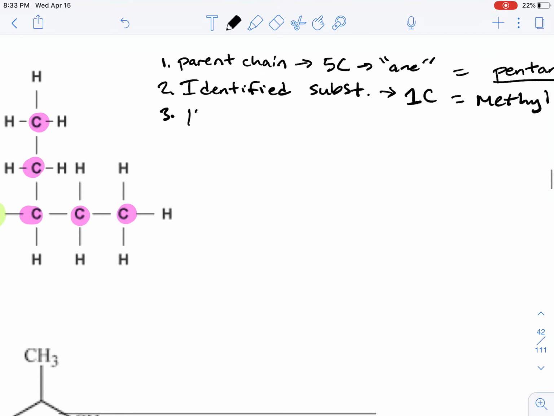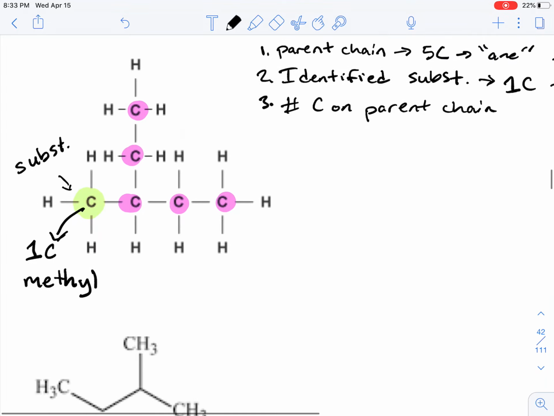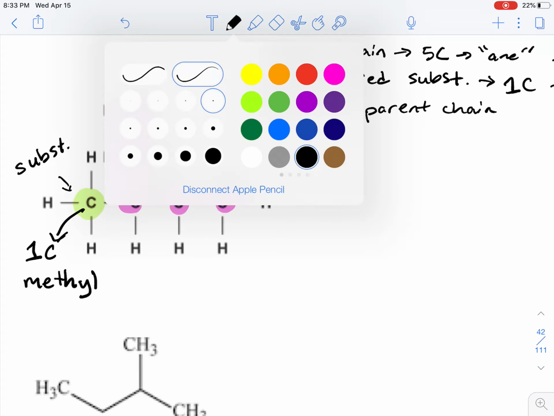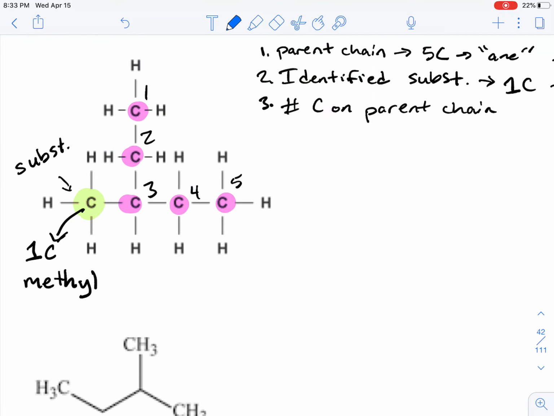Next step is to number the carbons on the parent chain. Now I can do this one of 2 ways. I can start from the top, 1, 2, 3, 4, 5. And in a different color, I can start from the right going to the top, 1, 2, 3, 4, 5. So which way of numbering my carbons is correct?